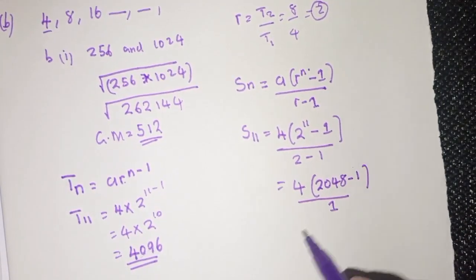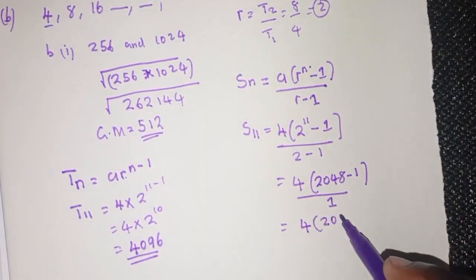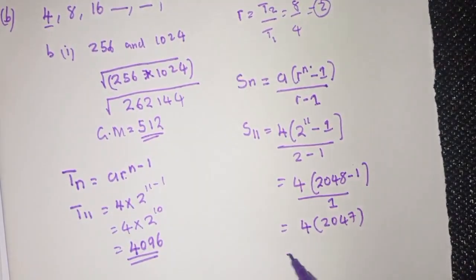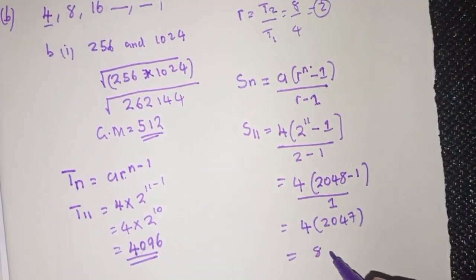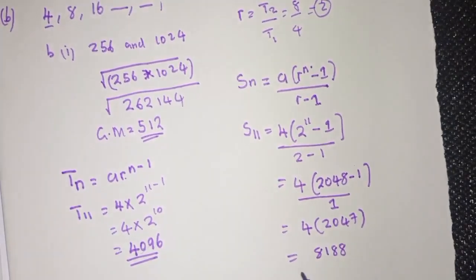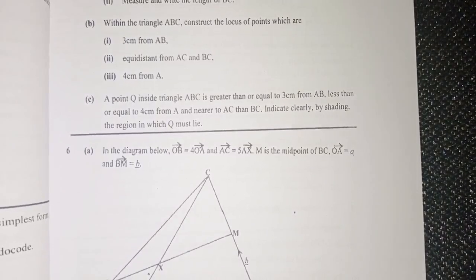This will give us 1, eh? So that will be 4 times 2047. You can ignore the 1 because once you divide it, you automatically get the same thing. So 4, in brackets, 2047. All right, you get 8188. So that's the sum of the first 11 terms. Okay, and after this, you're done with the first page. You go to the next page.